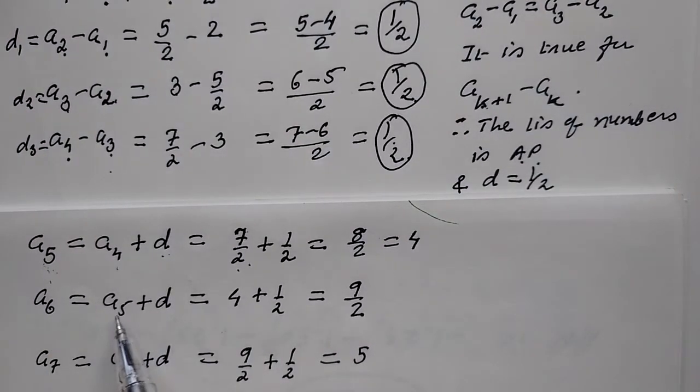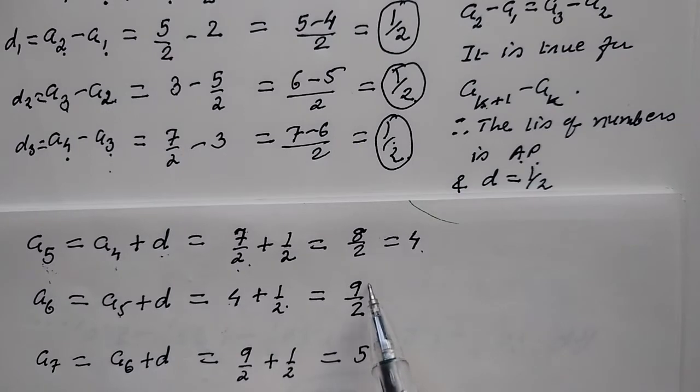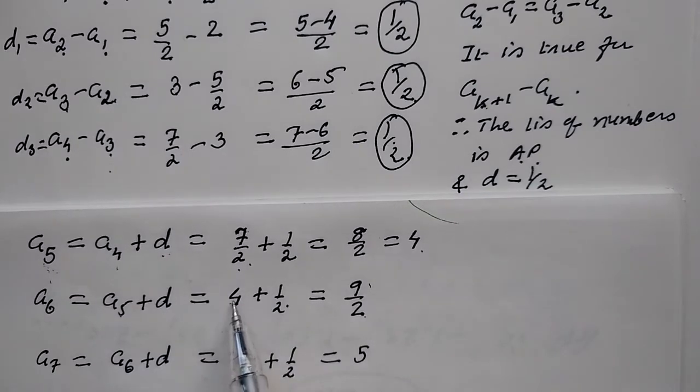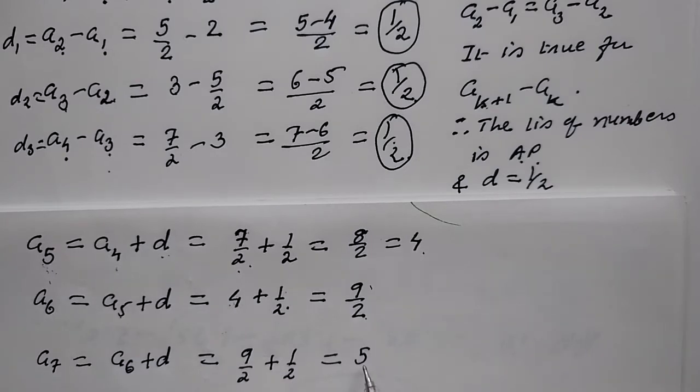Then A6, find out. A5 plus D. What is A5? A5 we found, 4. So 4 plus half, 9 by 2. 4 into 2, 8. 8 plus 1, 9 by 2. Then A7. A6 plus D. What is A6? A6 is 9 by 2. 9 by 2 plus 1 by 2. It is 5. 9 plus 1, 10. 10 upon 2. So it is 5. So children, the remaining 3 terms are 4, 9 by 2 and 5. Okay.